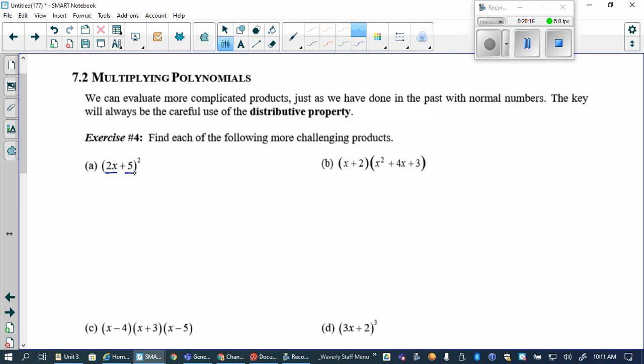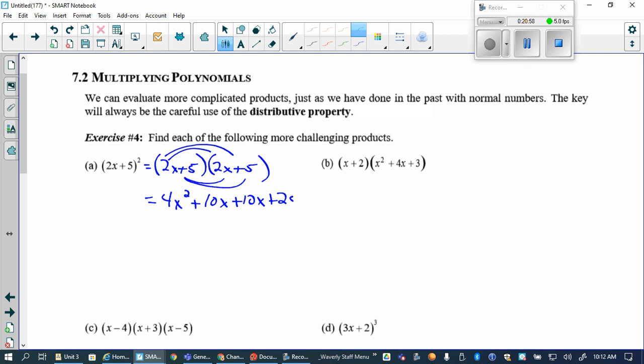Somebody was asking, what does it mean to square something? 2x plus 5 squared means this whole thing times itself: 2x plus 5 times 2x plus 5, right? And from the previous page, we know what to do now, don't we? Let's distribute the 2x and then distribute the 5. What do we get when we distribute the 2x? 4x squared plus 10x, plus 10x again, plus 25.